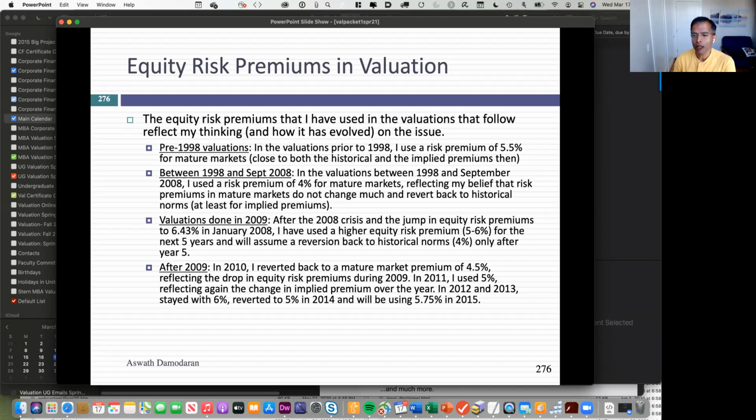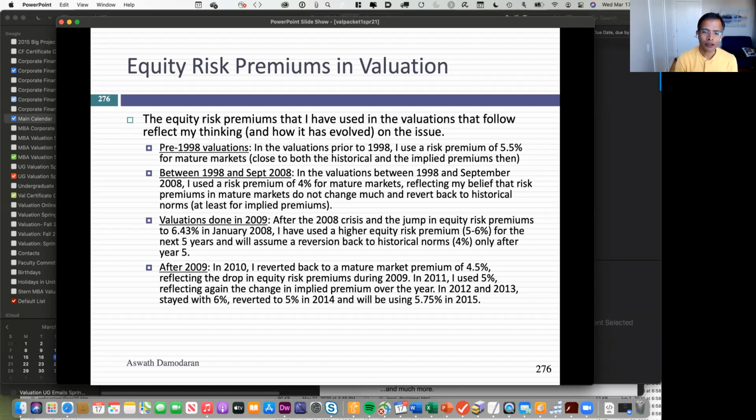Pre-1998, there might be one valuation. I used to use 5.5%. Why? Because I used historical risk premiums. That's the way I was taught, and I stayed with that. That's when I moved away, 1998. So starting in 98, I moved to implied premiums. And between 98 and 2008, the implied premium in the US was roughly 4%. That's what you're going to see as my equity risk premiums during that period.